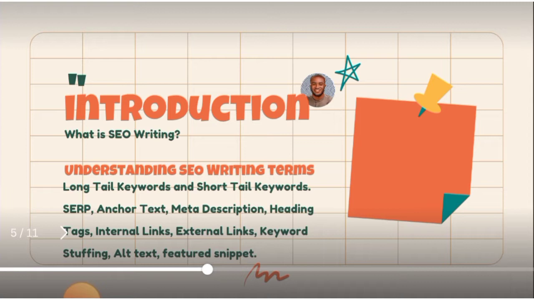So, what is SEO writing? SEO simply means search engine optimization. So, when you hear the word SEO writing, what it simply means is the process of writing content with the goal of ranking on the first page of search engines. Now, there are different search engines. We have Google, we have Bing, we have Yahoo, and we have lots more. But today, we'll be talking extensively about SEO writing on Google because Google is the most popular search engine in today's world.